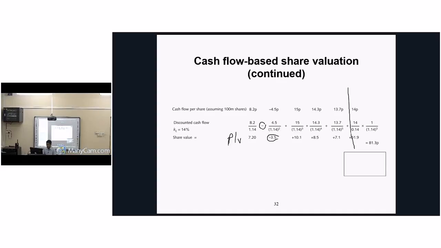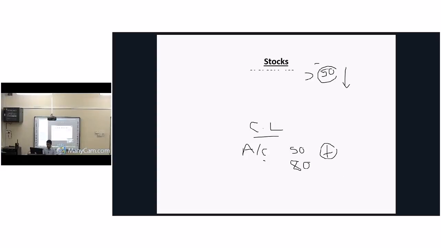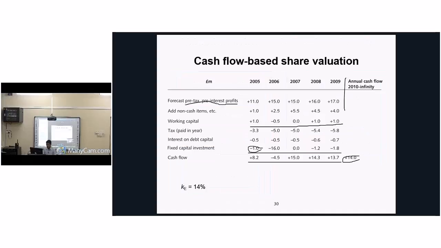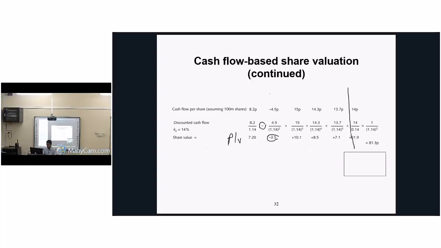We know from 2010 onwards, we learned that they say that from 2010 onwards, the value is 14 million, and that is at infinity figure. So what we do is we treated this as an annuity, and we divide 14 by 0.14, that is the discount factor, and we have arrived at a particular figure, and that is in year 5.